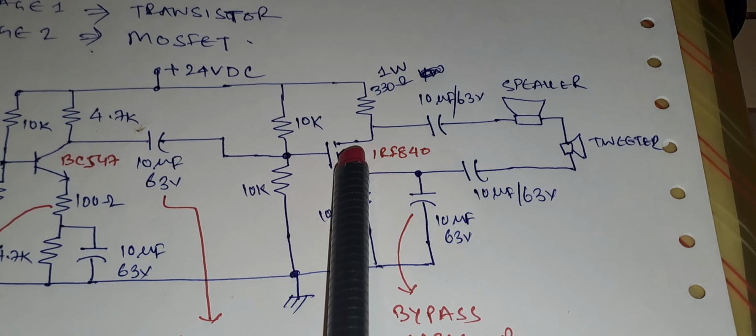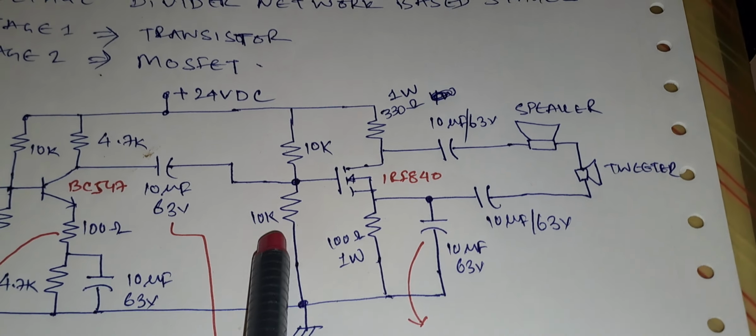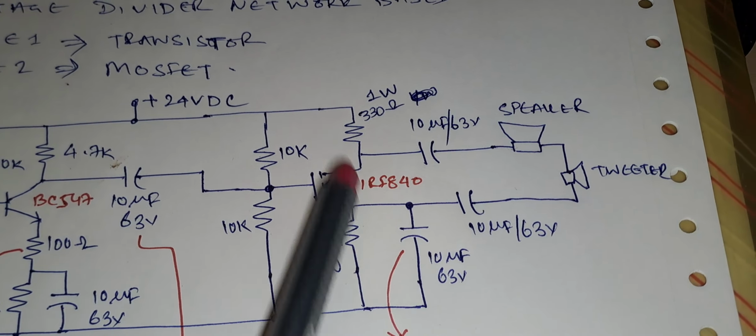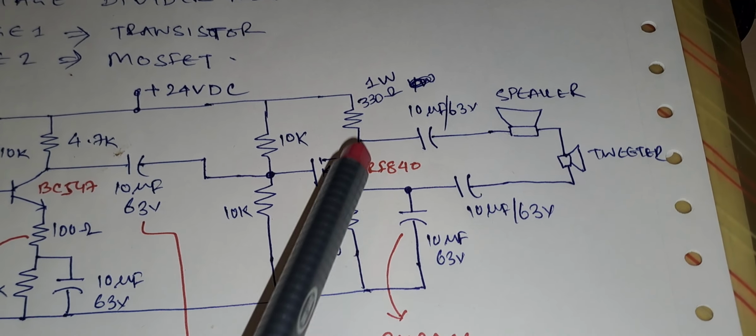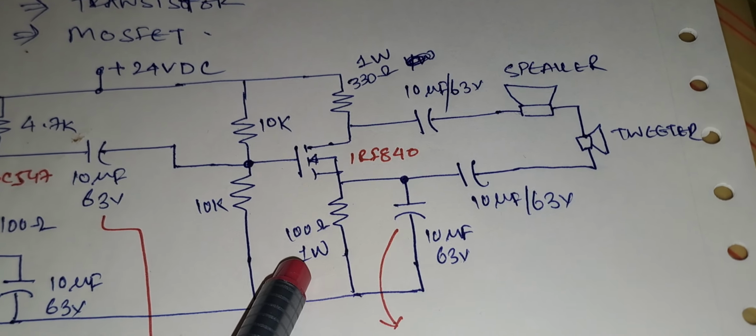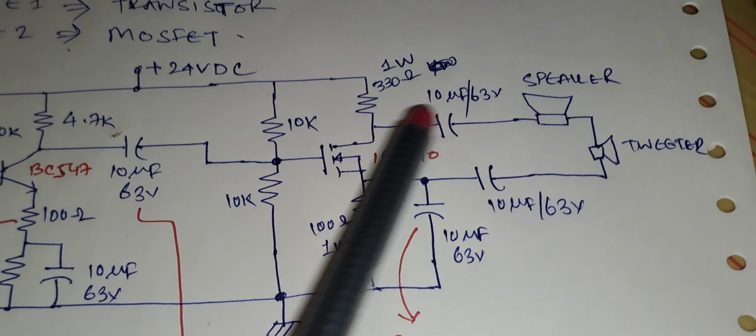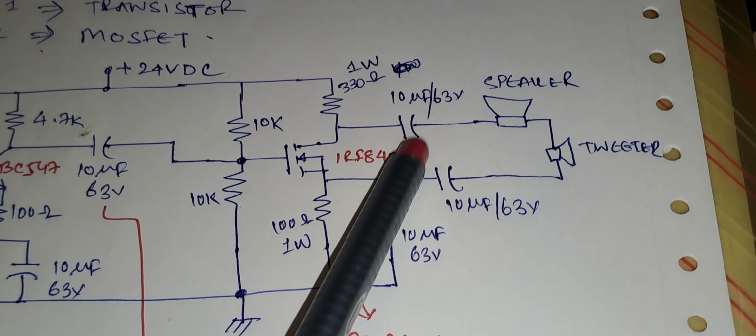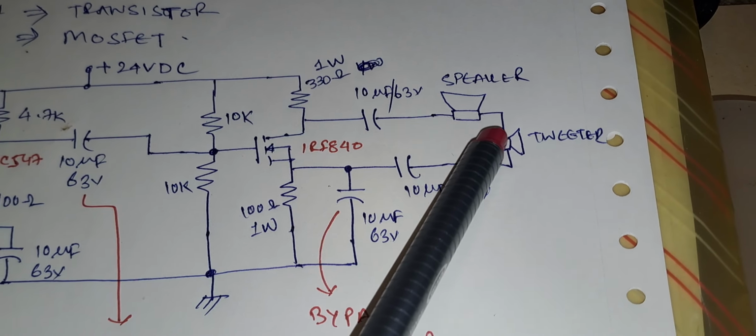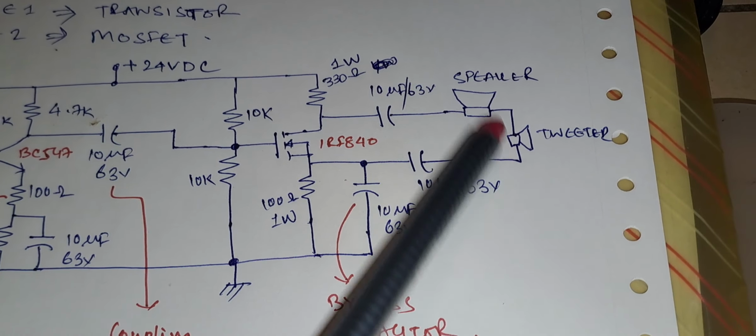This is the MOSFET section, and I am biasing the MOSFET with two biasing resistors of 10k each. There are two more resistances here to control the current through the MOSFET. This is a 33 ohm 1 watt resistor and this is a 100 ohm 1 watt resistor. Between the drain and the source I am taking two outputs. I am coupling them with coupling capacitors and feeding them to the speaker and the tweeter in series. This is an enhancement.